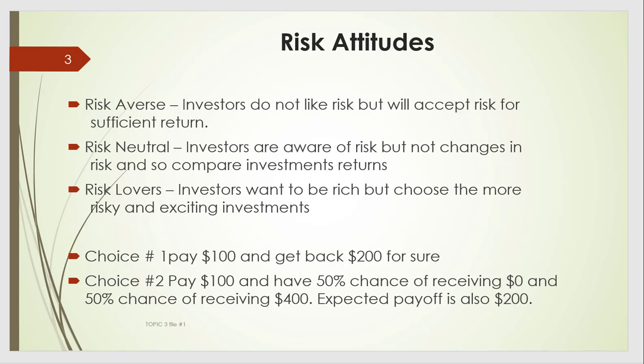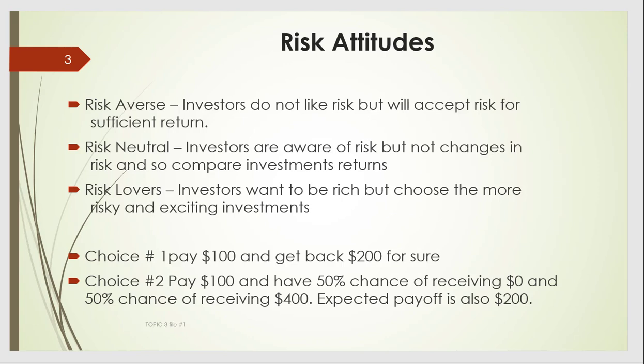So are we a risk lover, a risk avoider, or risk neutral? Let's look at the example below and decide who would prefer one of these two choices. In choice 1, you pay $100 and you get back $200 for sure. No risk, and you're making a $100 profit. Choice 2, you pay $100 and have a 50% chance of receiving nothing back, losing your entire $100, and 50% chance of receiving $400, that's $300 more than you would have had. So if we do 50% of 0 and 50% of $400, the expected payoff is $200. So in both cases, the expected payoff is $200. Choice 1, it's $200 without risk. Choice 2 is $200 with risk.